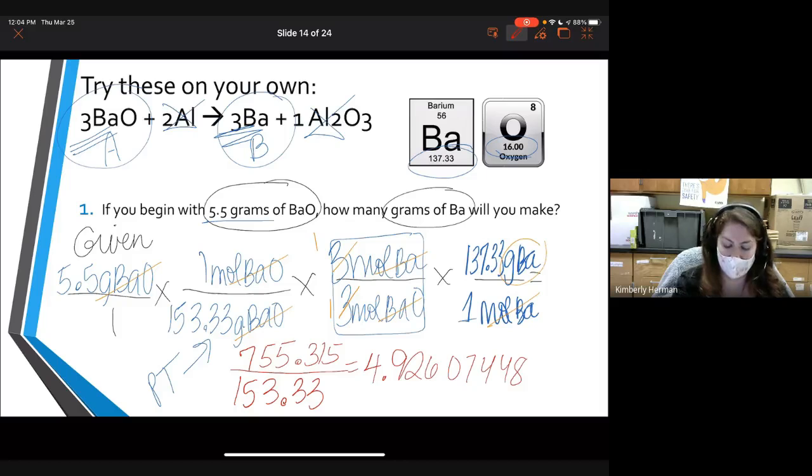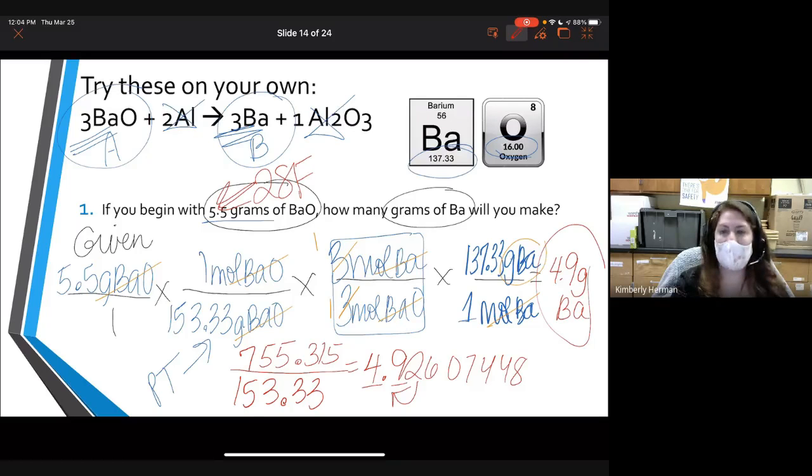And we'll see we get this long decimal of 4.926074448. So go back to our given, 5.5. How many sig figs does it have? It has 2. Awesome. So now we're going to round our answer to 2. So we'll see we get 4.9 grams of Ba. Now, we can't tell if this is the limiting or excess because we have to do number 2 and convert the other reactant to the same product. So we can check off number 1, done.